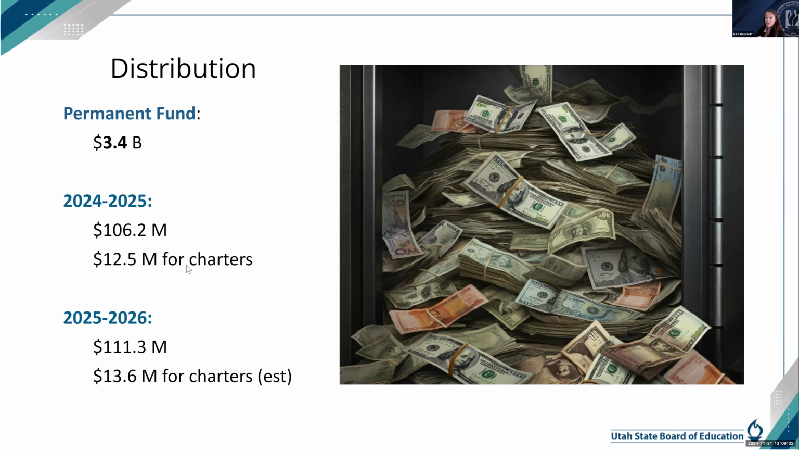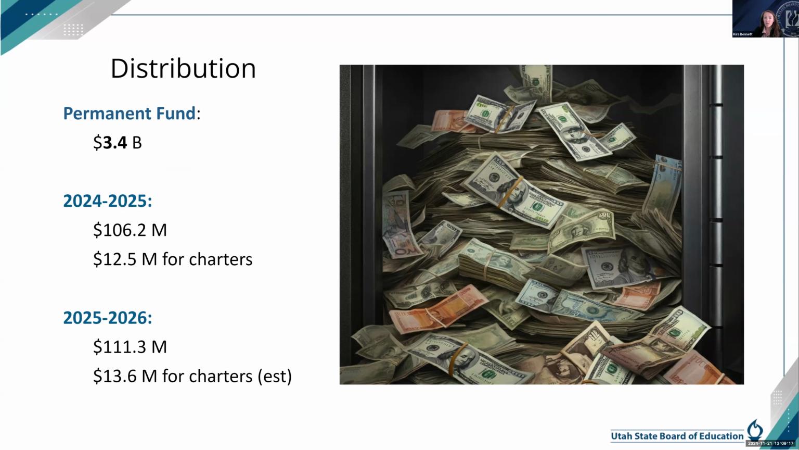So the permanent fund, which is all of the money that is made off of the land and gets invested by CITFO, is currently sitting at $3.4 billion. So it's quite a bit for a little bit of land investment.